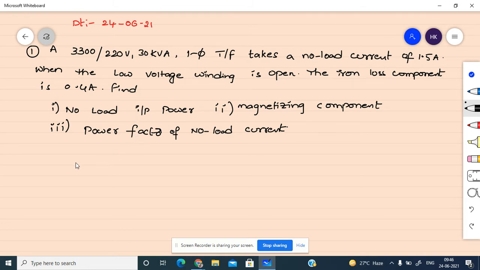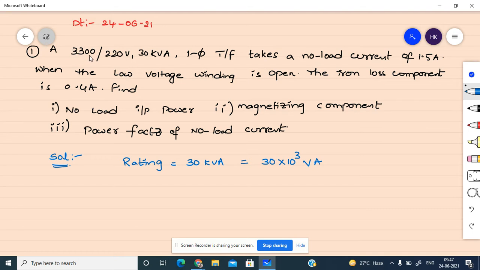First, write the given data. A 3300 by 220 volts, 30 kVA single phase transformer. So first, the rating is given. The rating of the transformer is 30 kVA, that is equal to 30 into 10 cube. So this kilo means 1000 volt amperes. So 30,000 volt amperes is the rating of the transformer.